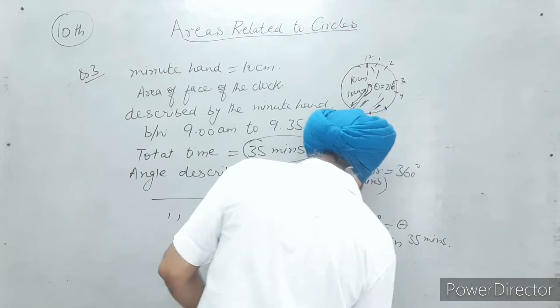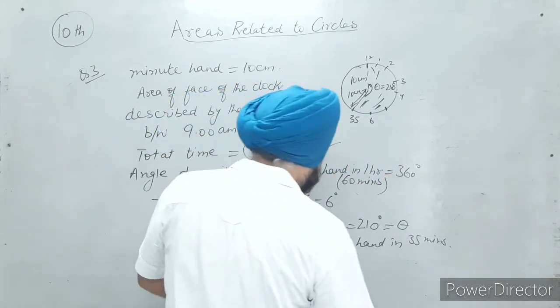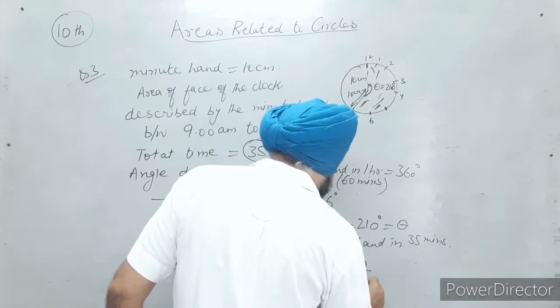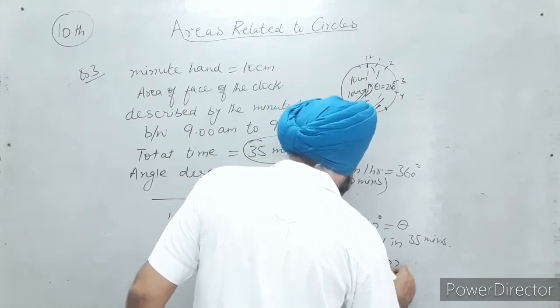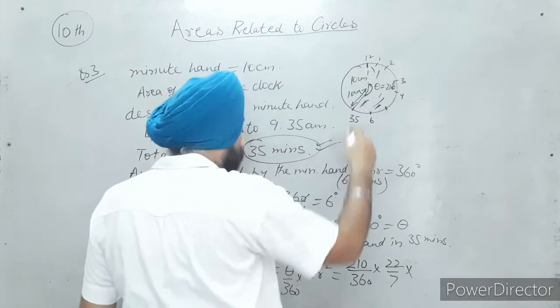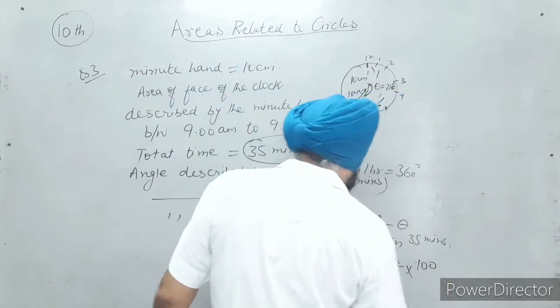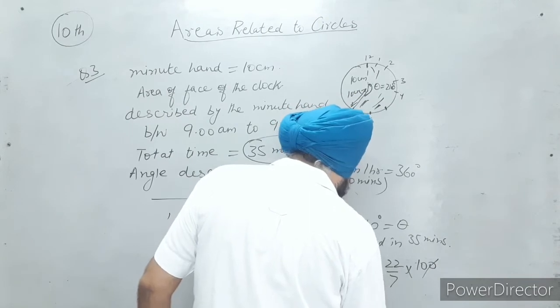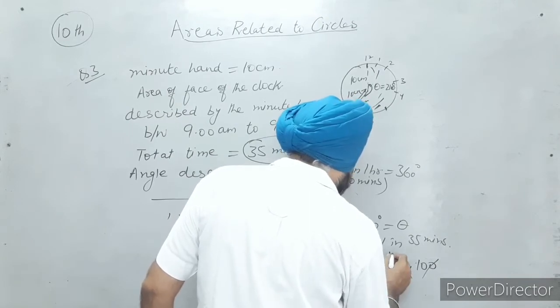Let me correct this. Theta is 210 divided by 360 into pi. Radius is 10 centimeters. That comes out to be 100. Now 0 with 0 cancels. Now 36, it is 18 and 11.